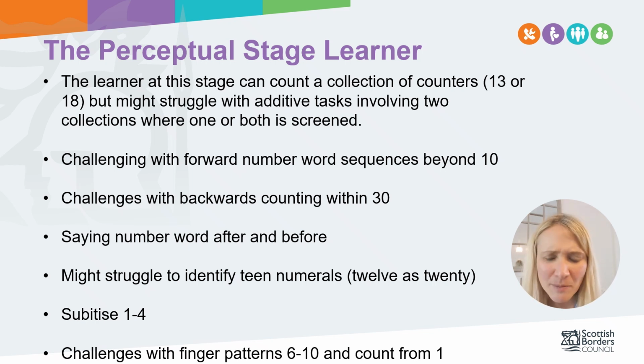They might have some challenge with forward number word sequences beyond 10. They might either repeat numbers or miss out numbers, and that's important to be considerate of, and just document and record anything that you notice around this. Backwards counting, as we've previously identified, is always trickier than forwards counting, and that's why it's so important to practice this. But they might have challenges with counting backwards from 30.